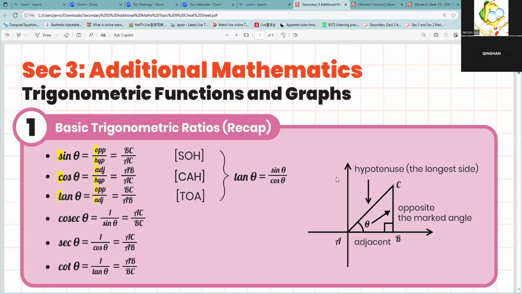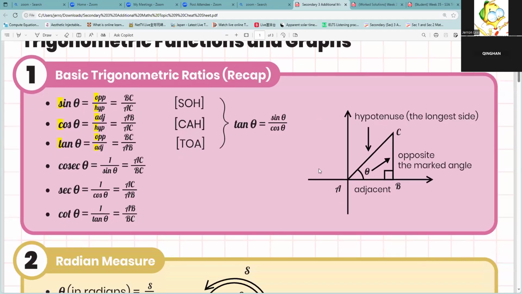Now, any question regarding the previous week? We were doing trigonometry. If no problem, then we'll talk about week 35. Of course, I want to talk about the cheat sheet first because it's related to what you have learned. Last week, the previous week, we did the trigo ratios at different quadrants, right? I'm sure you are okay with that.